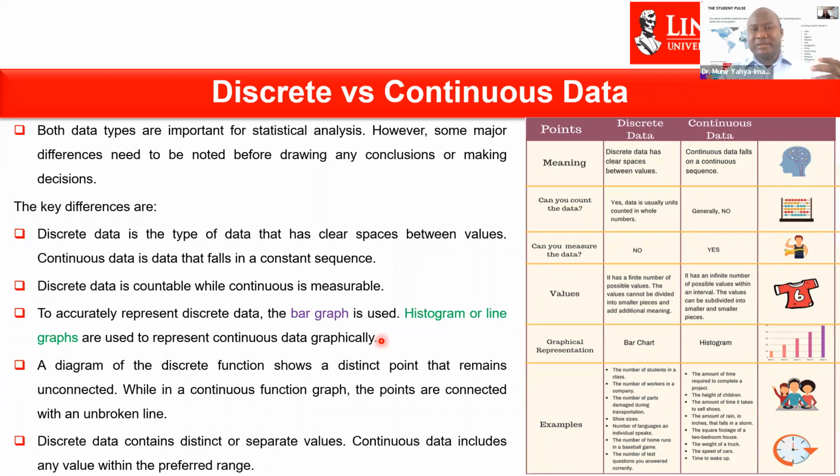But I think the one that is kind of interesting to you is, how do you represent this data? If you want to represent discrete data, most researchers use a bar graph. But if you want to represent continuous data, then use a histogram or line graph, which we'll be using in some of our analysis samples. If you want more about this, you can check this picture, which summarizes some of this comparison, okay?